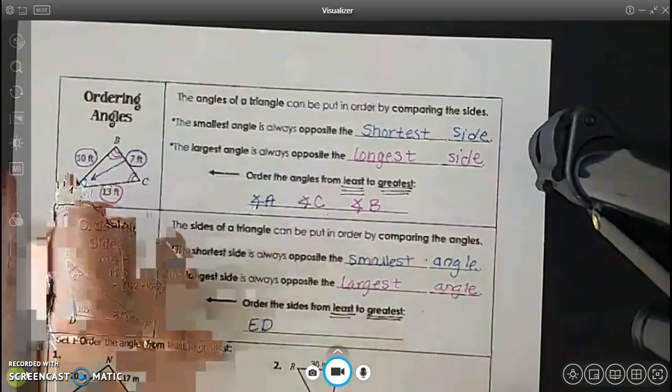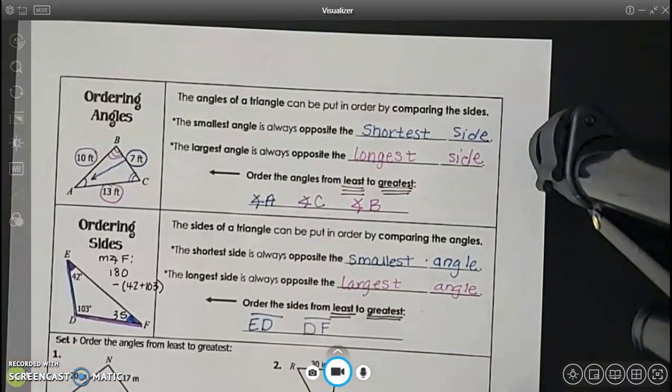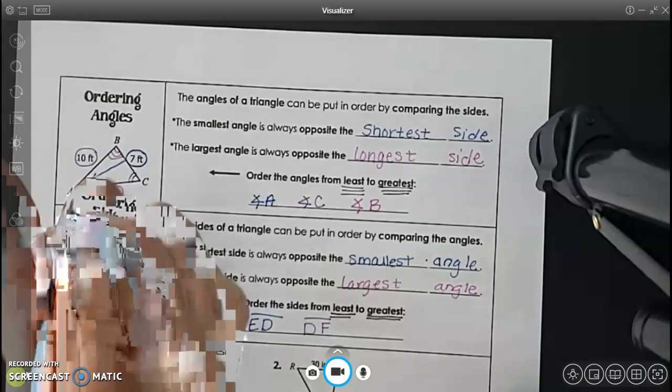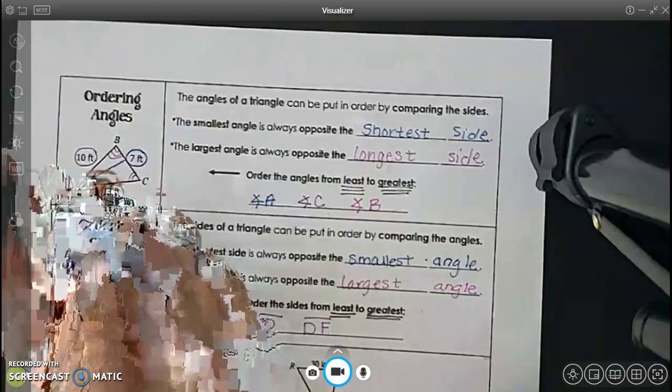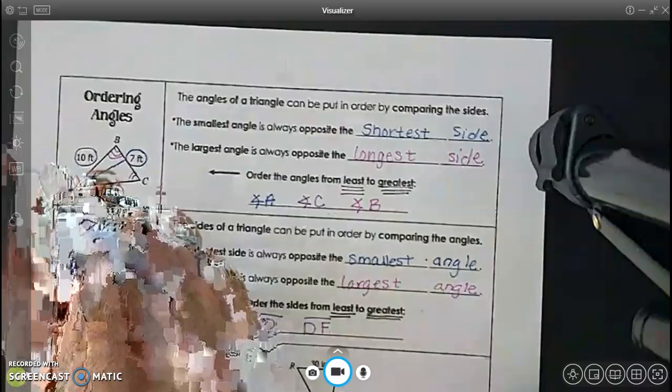All right, so angle 103 is the largest angle. The side opposite 103 is EF. And that is how you order the angles and the sides. Next we'll go over some examples.